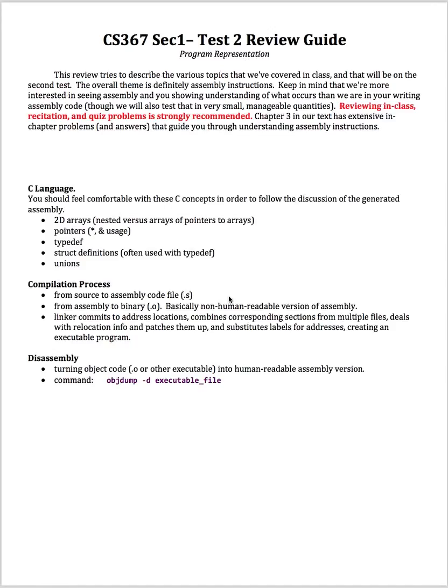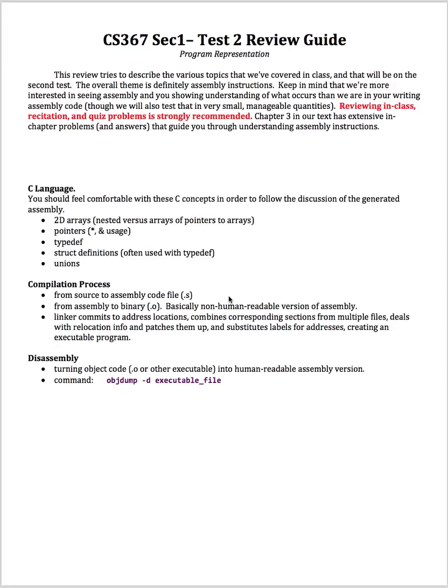And just like in Test 1, I strongly suggest reviewing not only in-class materials, but also recitation questions and quiz problems to get yourself prepared. Also, Chapter 3 in our textbook has extensive in-chapter problems, as well as solutions, to guide you through the understanding of assembly.